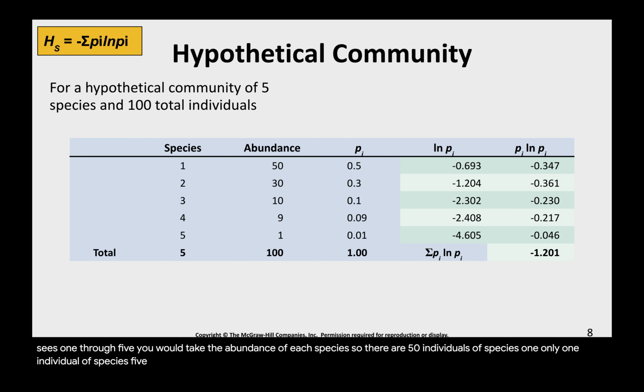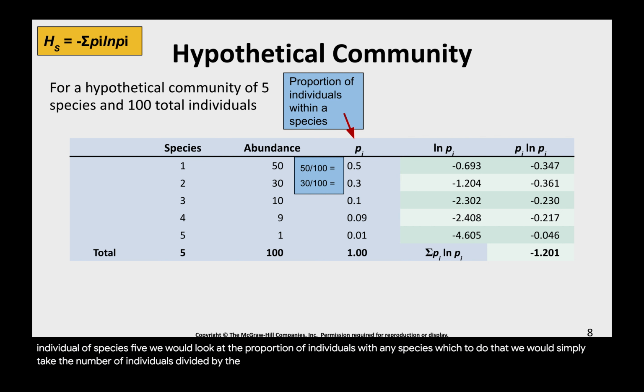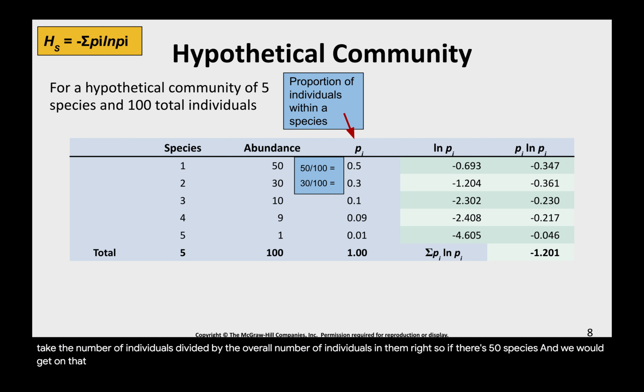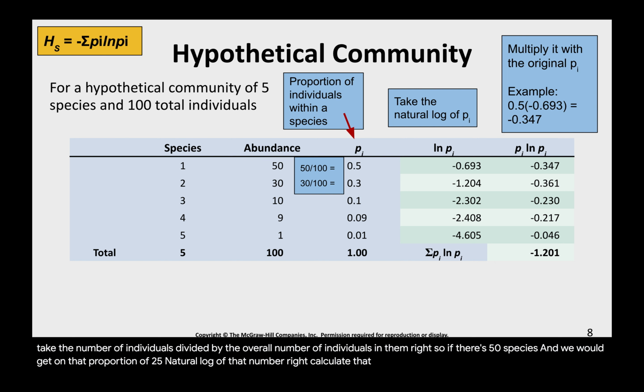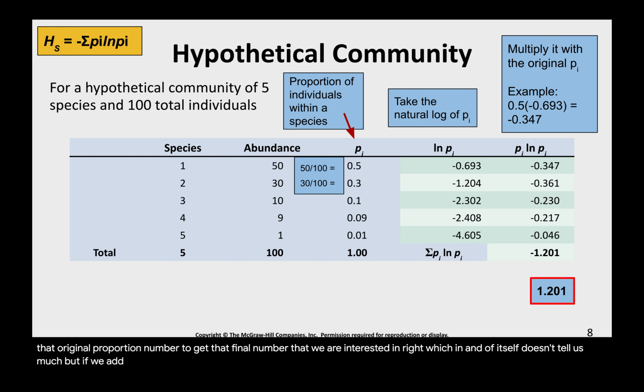We would look at the proportion of individuals within a species. To do that, we would simply take the number of individuals divided by the overall number of individuals in that community. So if there's 50 of species 1, we'll divide that by the total number of individuals, 100, and we would get that proportion of 0.5. We would take the natural log of that number, calculate that out, and then we would multiply it back by that original proportion number to get that final number that we are interested in. Which in and of itself doesn't tell us much, but if we add them all together, this would be our diversity index of 1.201. So that's our Shannon Diversity Index.